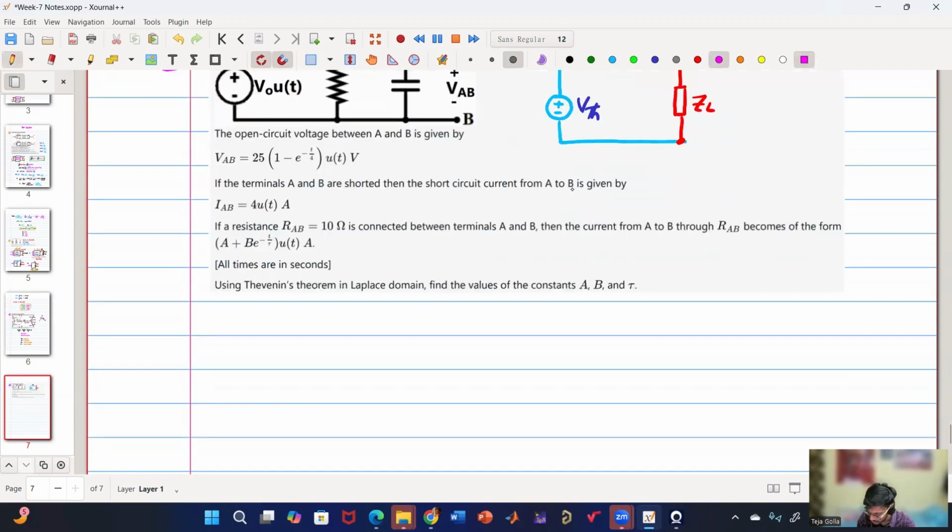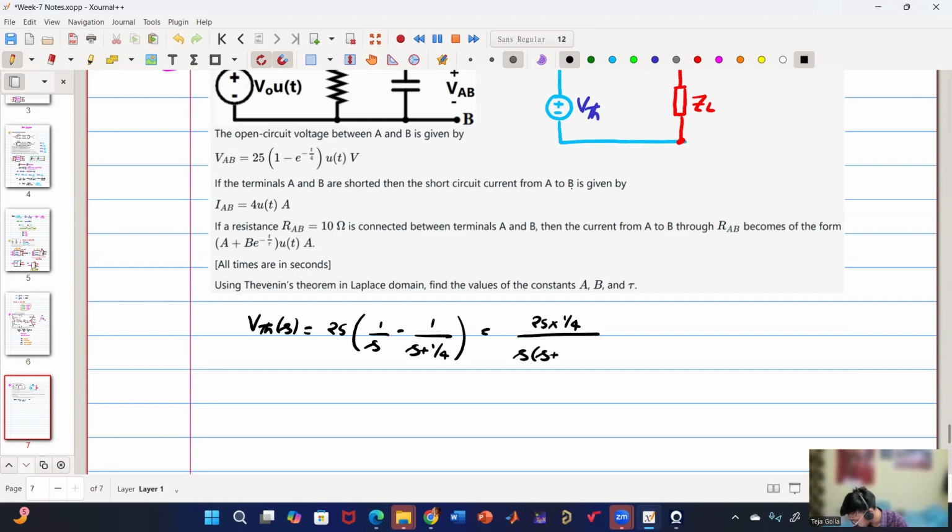So now let us convert this into Laplace domain. So VTH of S is what? 25 into 1 by S minus 1 by S plus 1 by 4. So if you simplify this, you will get 25 into 1 by 4 by S into S plus 1 by 4. Very good. Now, for IAB Norton, what will you be getting? 4 by S, sir. Yeah, very good.